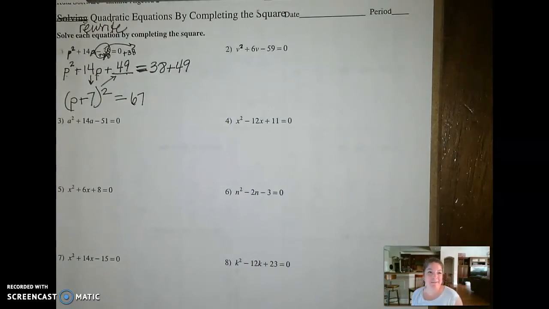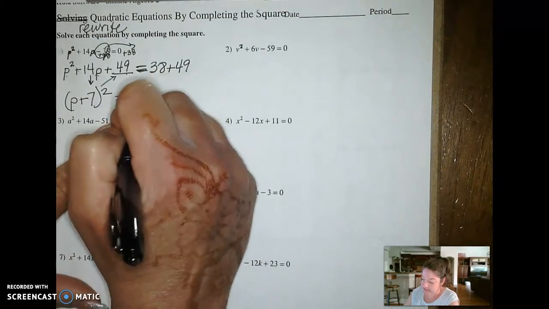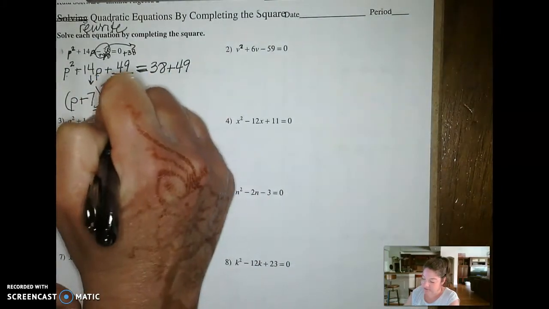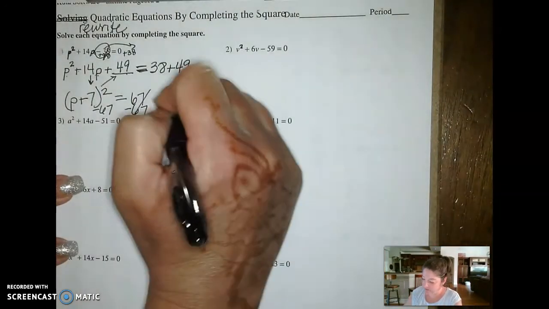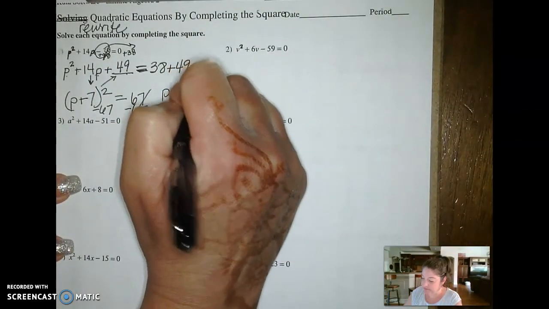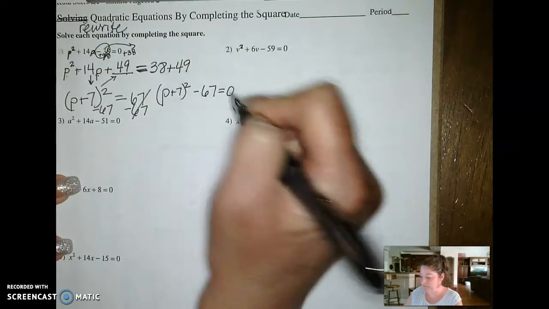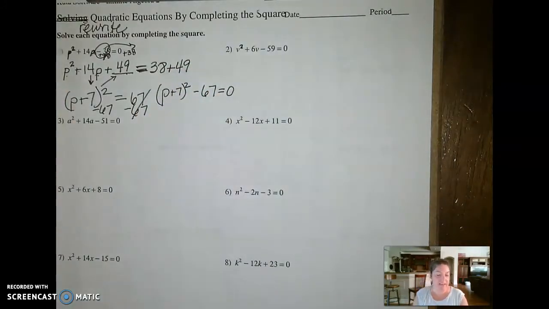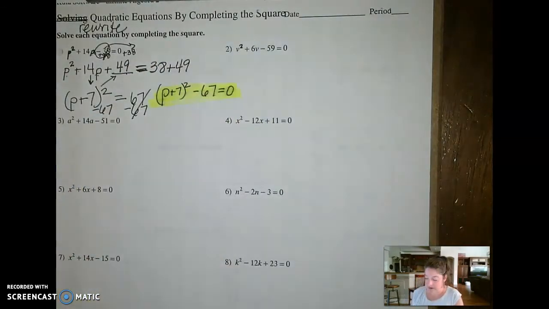The last thing that I want to do is bring that 67 back over so that I can see what my vertex is. So all I'm going to do is take this 67 and subtract it over here, or just move it across the equal sign. And my final answer is (p + 7) squared minus 67 equals 0. So that is my final answer. And now you're able to pick out exactly what your vertex is.